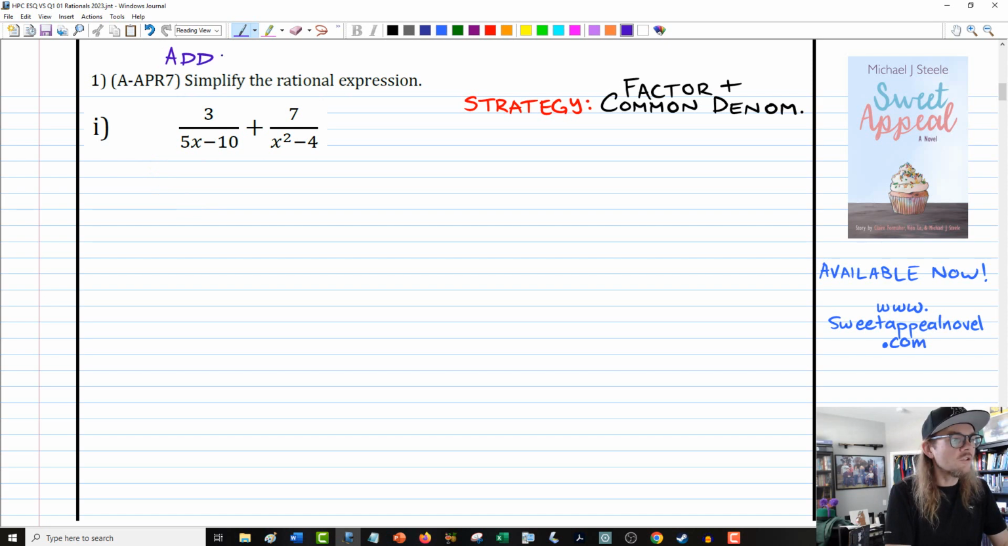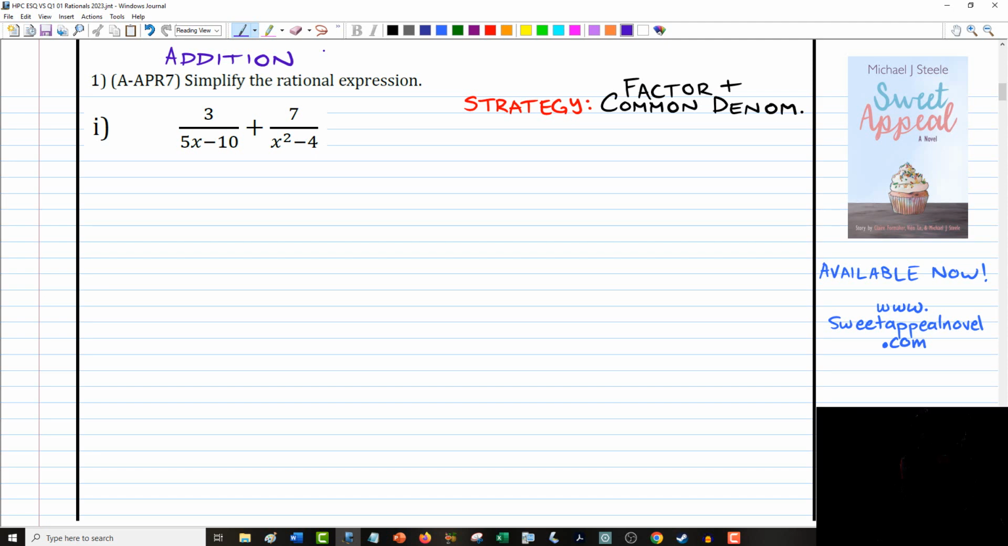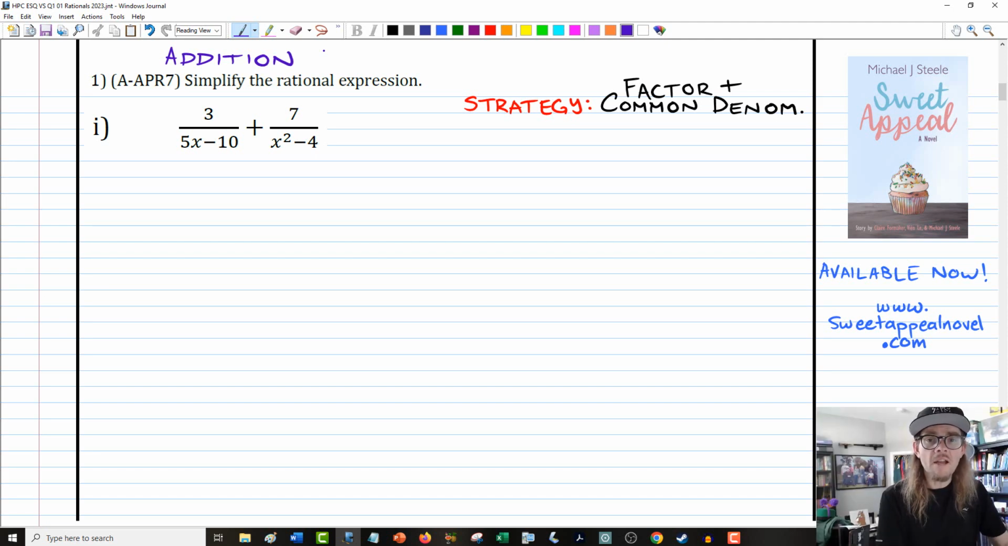So this is adding 2 rational expressions, which you can think of as being almost equivalent to adding 2 fractions. There's just some variable expressions in here instead. And as I noted on the right side, our strategy for this is going to be to factor both denominators and then achieve a common denominator for each of them. In other words, figure out what the LCM is going to be and then make it so that we have just a single fraction over that shared denominator. Now that might sound more complicated than it actually is, so let's actually dive in here.